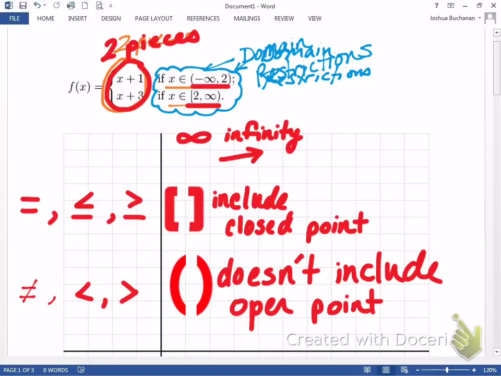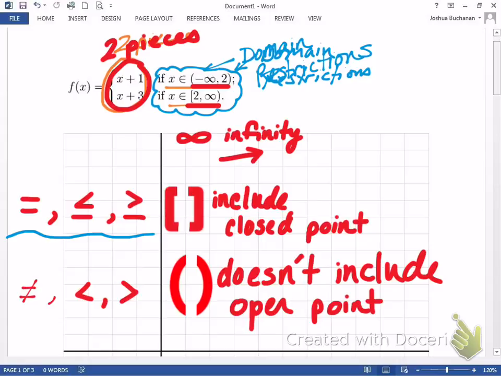So those elements, first of all, we have the symbol for infinity. We also have square brackets that mean you're going to include that point, or there's going to be a closed point, a closed dot on the graph. Other things that mean the point will be closed if it says equal to or greater than equal to, less than equal to.